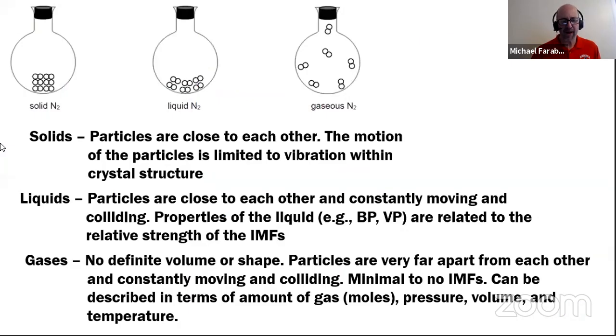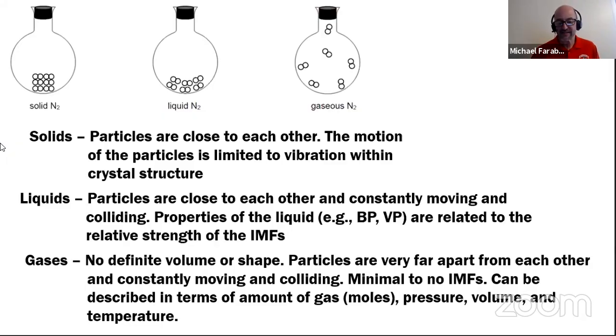All right, just a comment about particle diagrams, and then we'll look at an AP practice and your homework. Solids are close together. Liquids are close together in terms of the particles, and gases are far apart. So I've talked about how the motion of the solid particles is limited to vibration within the crystal structure.